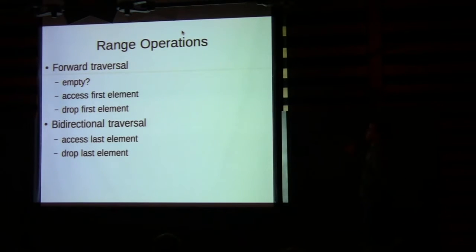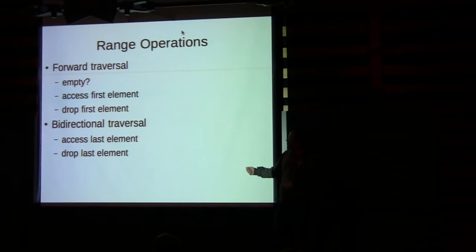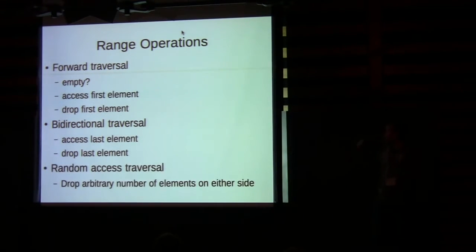A bidirectional range adds 2 primitives. You can access it from the other end, so you can access the last element and drop the last element, in addition to accessing the first element. You still cannot add to the front. You cannot backtrack. And there's random access traversal, which basically means drop an arbitrary number of elements on either side in constant time. And yes, there are more functions that you can build on that are useful as primitives, like indexing. But that's pretty much it.